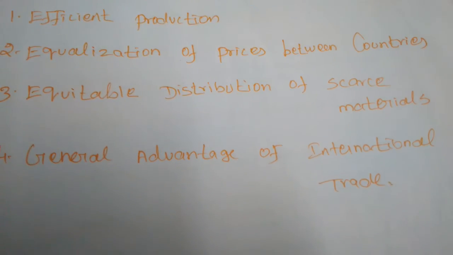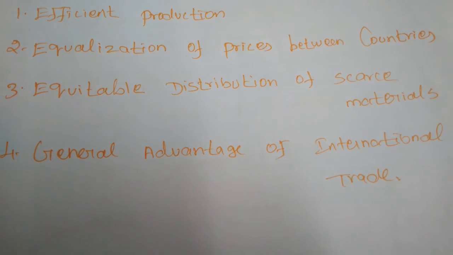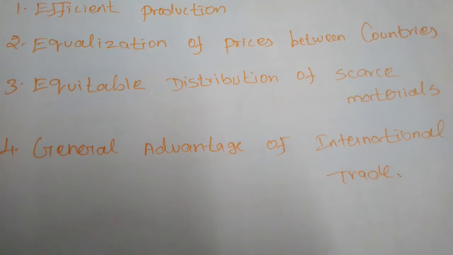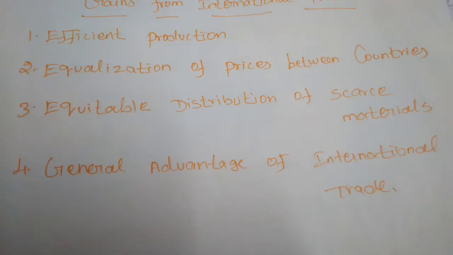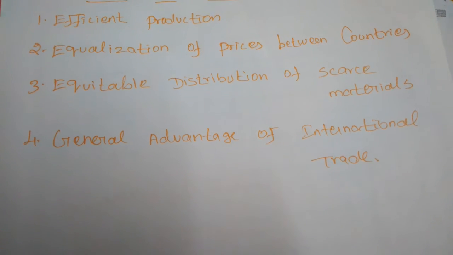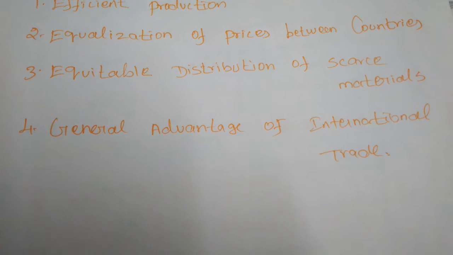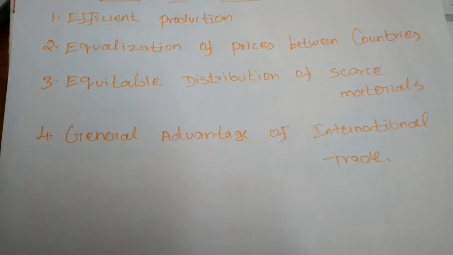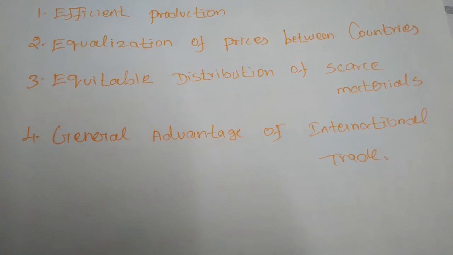Next, equitable distribution of scarce materials. International trade may help the trading countries to have equitable distribution of scarce resources. One of the main objectives of international trade itself is to move scarce resources, transferring the scarce resources from one nation to another.